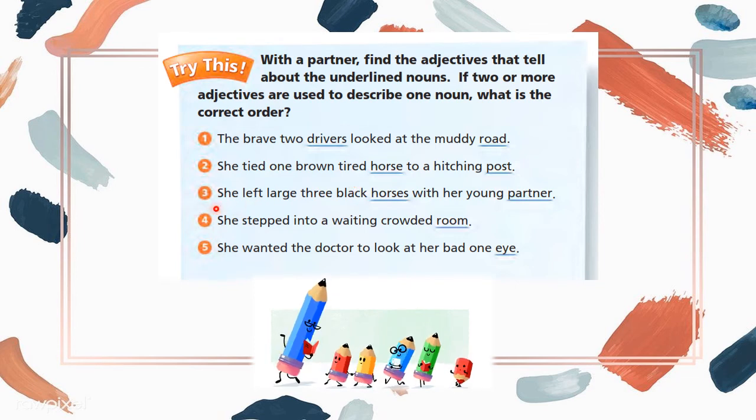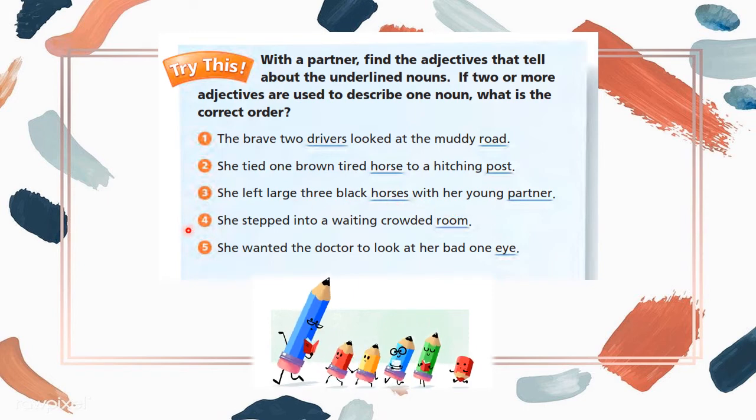Number 3: she left large 3 black horses with her young partner. So you have horses and partner as nouns, the adjective for partner being young. As for horses, you have 3 adjectives, large, 3, and black. So number comes first, followed by size, and then color. So it should be: she left 3 large black horses with her young partner.